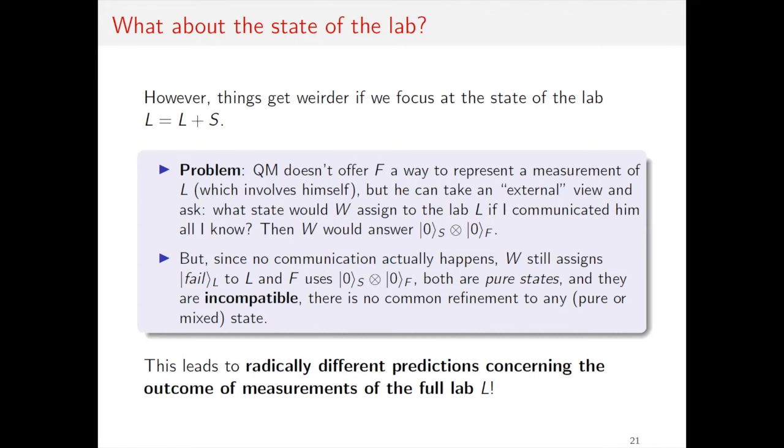F assigns 0, 0 to the lab. Both are pure states and they are incompatible. So there is no common refinement here. You cannot do Bayesian conditioning to say that one can be obtained from the other one. So here you get radically different predictions concerning the outcomes of the measurements of L.